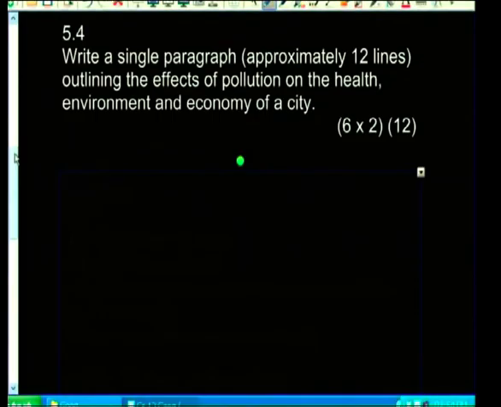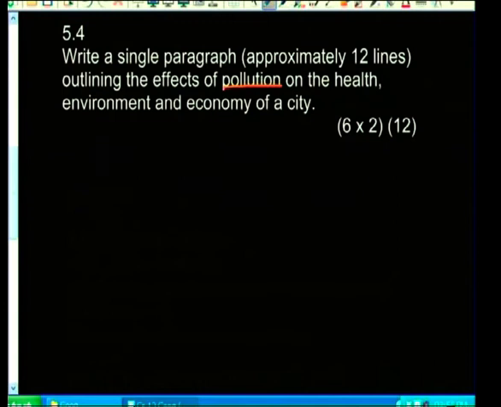Okay, moving on. Our last question for the day is once again a paragraph question. I've already spoken to you about how important it is to understand what is required from that question before you attempt to write your paragraph. So if we look at our last question, it says, write a single paragraph, approximately 12 lines, outlining the effects of pollution on the health, environment, and the economy of a city. Now, this is quite a nice paragraph question because they have specifically laid out what they are looking for.